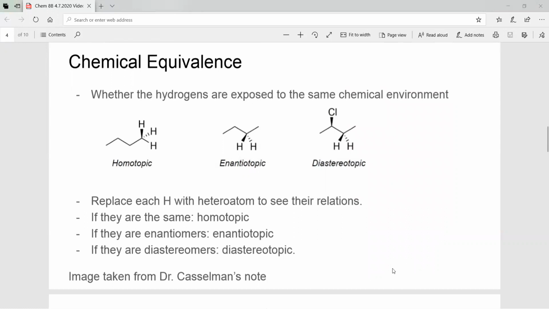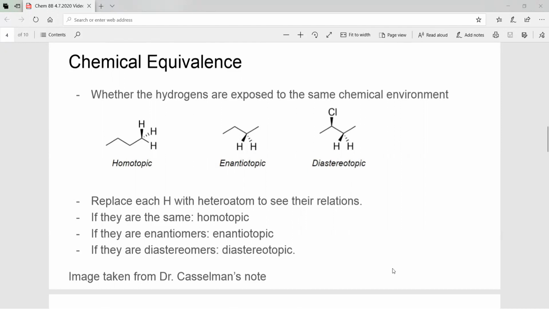In terms of proton NMR, chemical equivalence is important because it shows whether the hydrogens are exposed to the same chemical environment. We'll introduce three terms: homotopic, enantiotopic, and diastereotopic. To test whether hydrogens are homotopic, enantiotopic, or diastereotopic, we can replace each hydrogen with a heteroatom one at a time and see the relationship of these different structures.